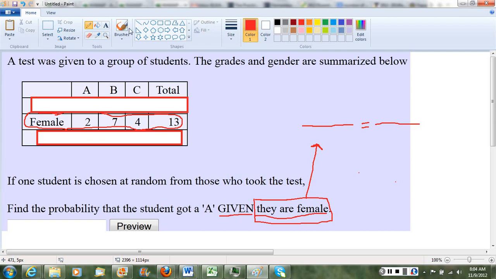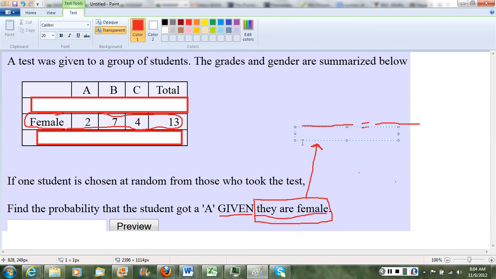So just to write in the words here, what I'm going to put in my denominator is going to be the number of females, and we can see looking at our table that the total number of females is 13. So there are 13 females who took this test.